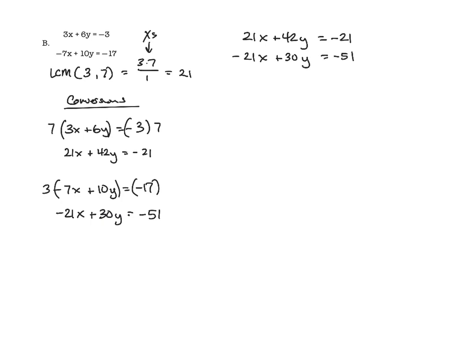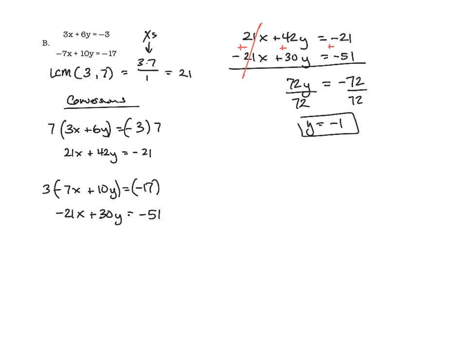So now we look at our system. We're going to combine these. So I'm drawing an arrow or a line here. So 21 and negative 21. Are they opposites or are they the same? They're opposites. So if they're opposites, I'm going to add. So 21 plus negative 21, 0. 42 plus 30 is good old 72y equals negative 21 minus 51 is negative 72. Now I can go ahead and break apart the multiplication by division, divide both sides by 72. I get y equals negative 1.